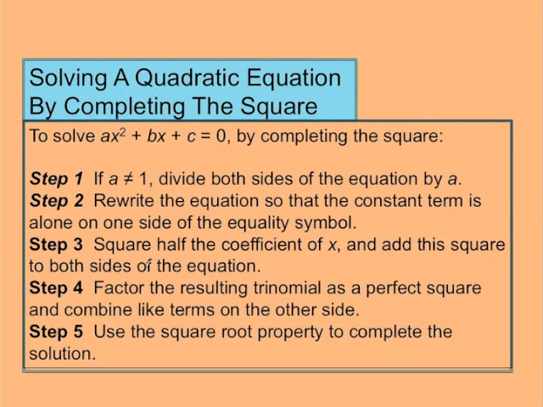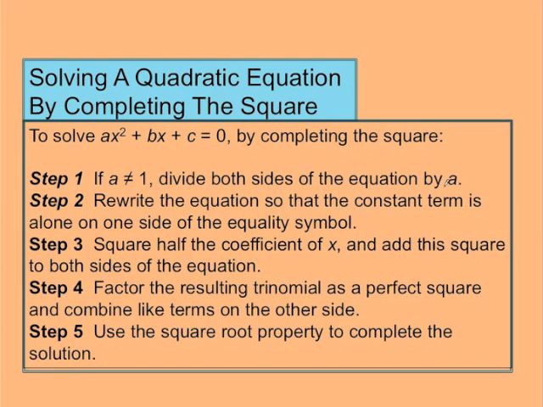A third way of solving quadratic equations is by completing the square. And we really use that (x - 8)² = 24, the problem we just solved, to do this. So, to solve ax² + bx + c = 0 by completing the square, the first step is if a is not equal to 1, then divide both sides of the equation by a.